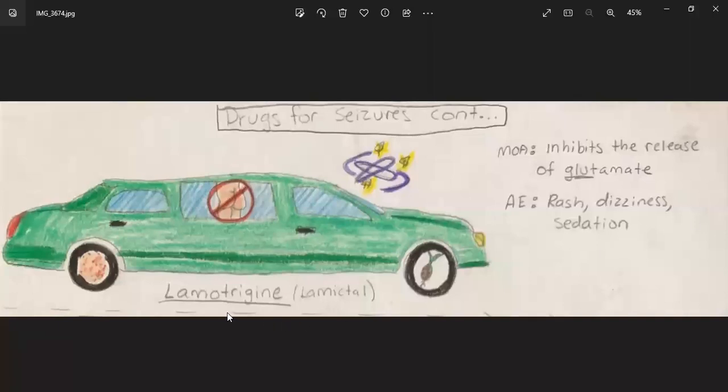Next was lamotrigine. So we had a green limo, a limo that's green, lamotrigine. And there is a sign on the limo that's like, no streaking, don't hang your butt out. So it inhibits the release of glutamate, your glutes, inhibits glutes. Adverse effects are rash, which is shown on this tire, dizziness, and sedation.